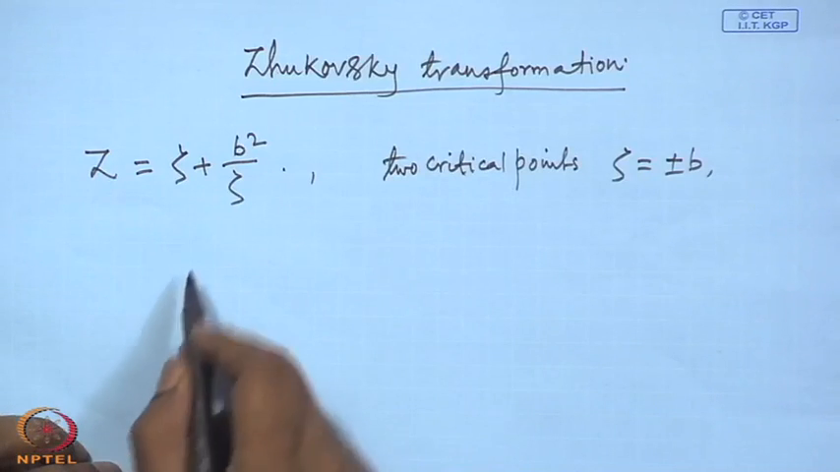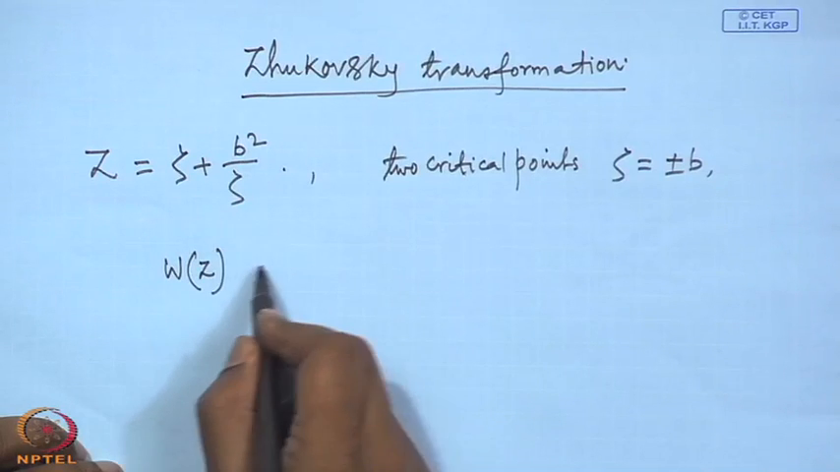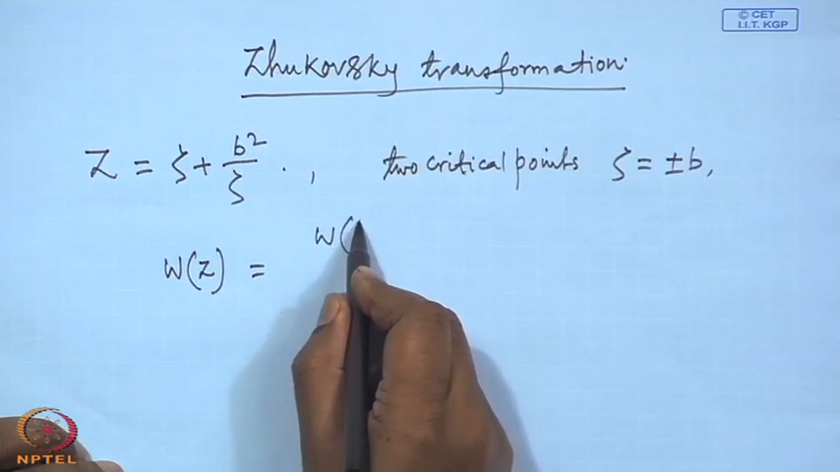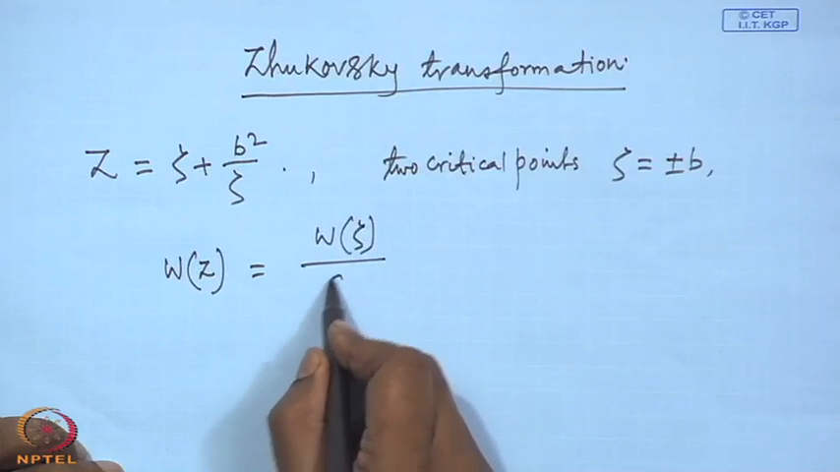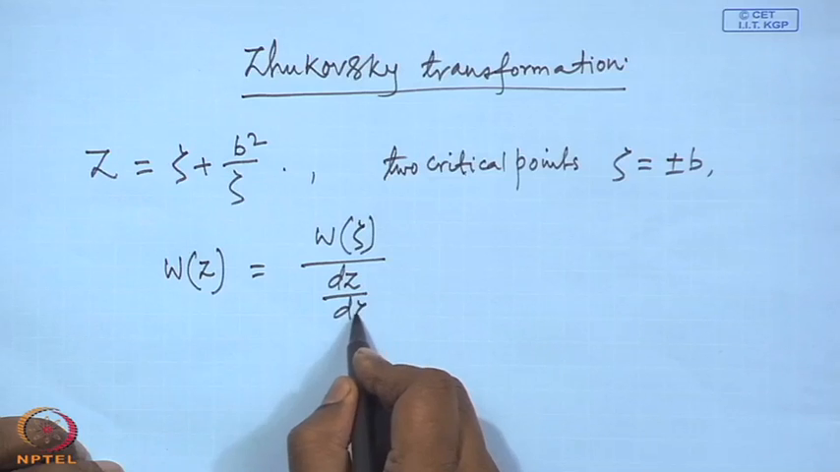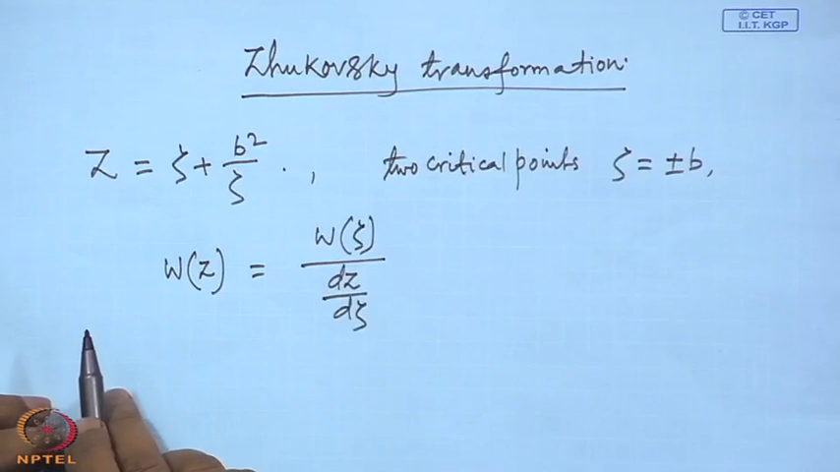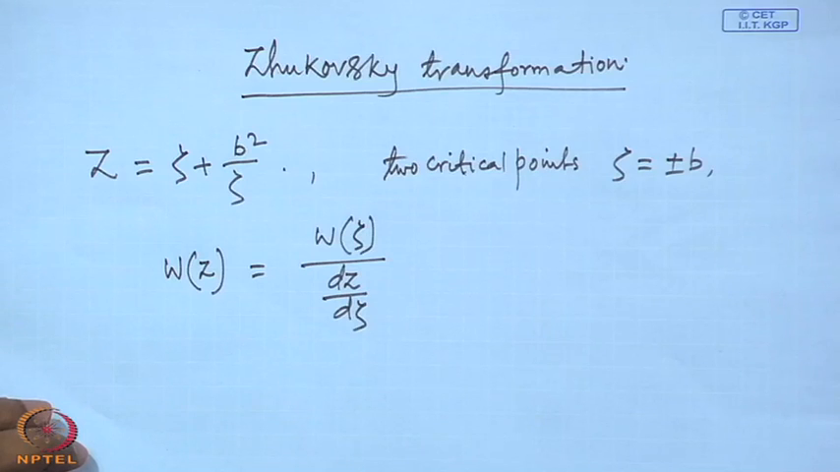We say that the complex velocity will transform according to this rule: the complex velocity on the z plane will become the complex velocity on the zeta plane divided by dz d zeta. Now, see what will happen at the critical point. At the critical point dz d zeta is 0. Then unless w zeta itself is 0, w z will become undefined.